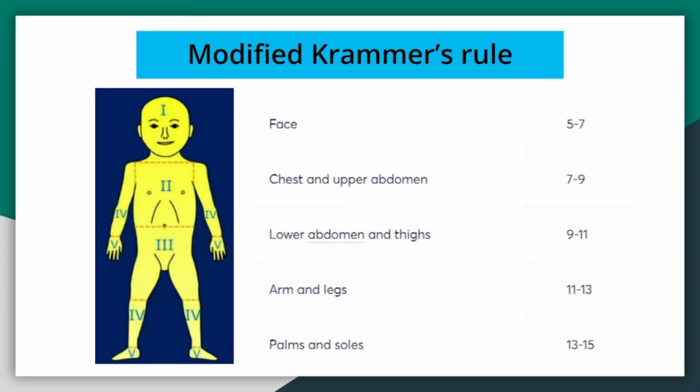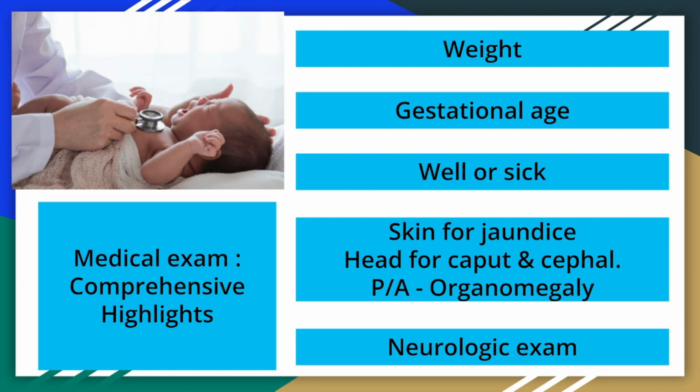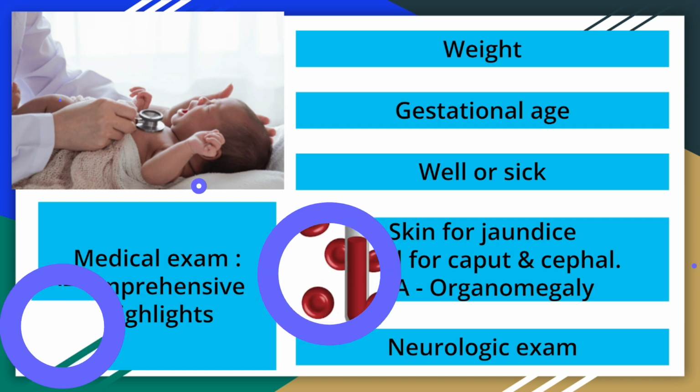Kramer's rule describes the relationship between serum bilirubin level and the progression of skin discoloration. Jaundice which terminates at the neck indicates a bilirubin level between 5 to 7, chest and upper abdomen 7 to 9, lower abdomen and thighs 9 to 11, arms and legs 11 to 13, while palms and soles, meaning the jaundice is from head to toe, means the bilirubin level is more than 15. Head should be examined for cephalhematoma. The abdomen should be examined for organomegaly. A neurological examination should be performed with focus on suck and tone.